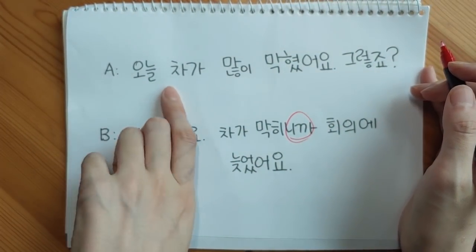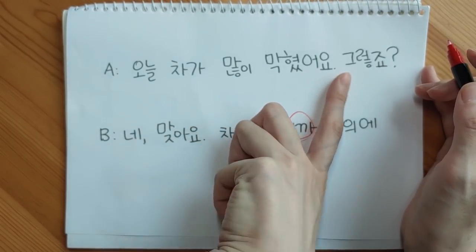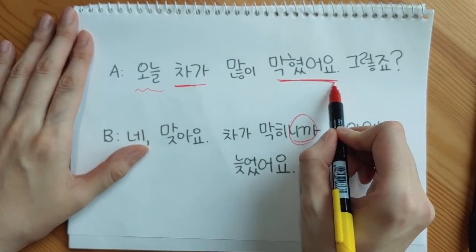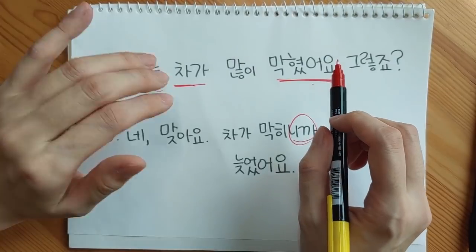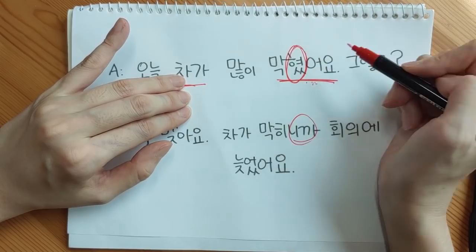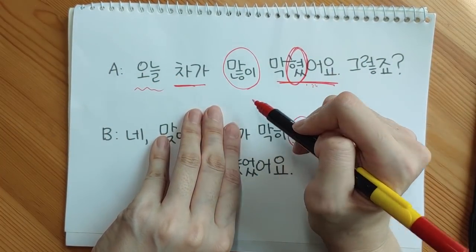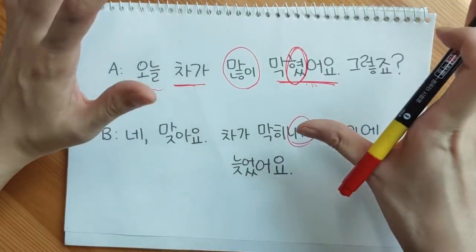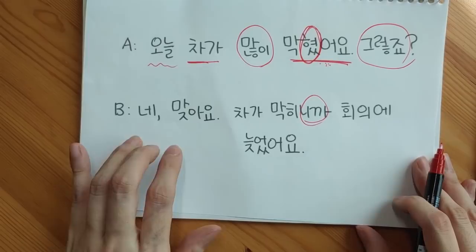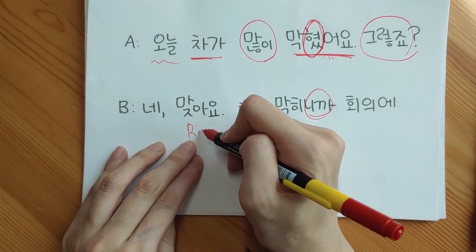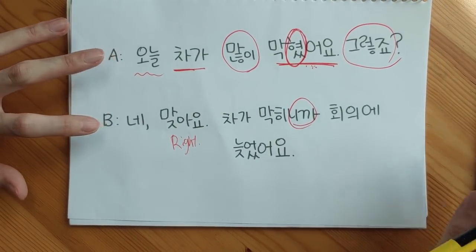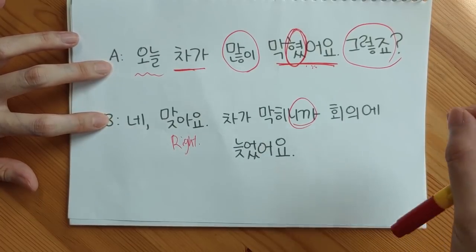So 오늘 차가 많이 막혔어요. 그렇죠. 오늘, today, 차가 막혔어요. The traffic got blocked. So the car got blocked. So there was a traffic congestion, right? This is the past form, as you can see. 많이, a lot, right? So there was a big traffic congestion. 그렇죠, right? 네, 맞아요, right? 네, yes, you're right. So in this case, both A and B are aware of the fact that there was a traffic congestion today, right?